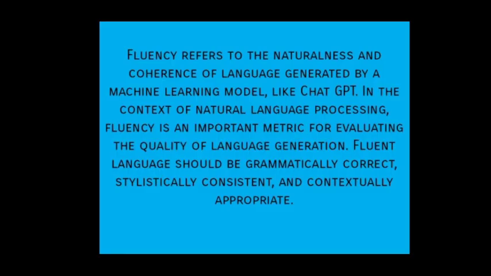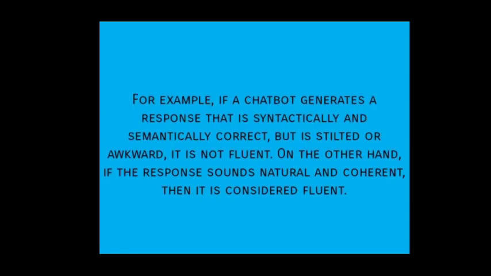Expand about fluency. Fluency refers to the naturalness and coherence of language generated by a machine learning model, like ChatGPT. In the context of natural language processing, fluency is an important metric for evaluating the quality of language generation. Fluent language should be grammatically correct, stylistically consistent, and contextually appropriate. For example, if a chatbot generates a response that is syntactically and semantically correct, but is stilted or awkward, it is not fluent. On the other hand, if the response sounds natural and coherent, then it is considered fluent.